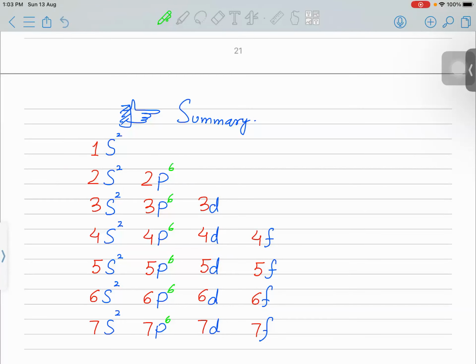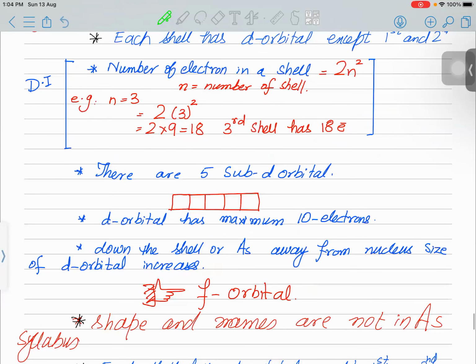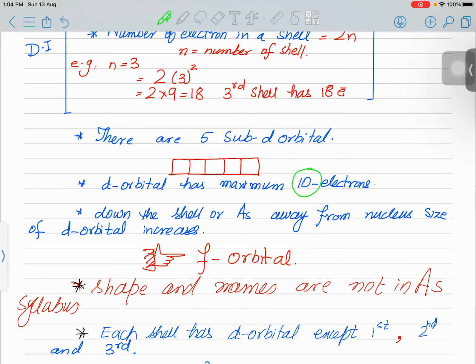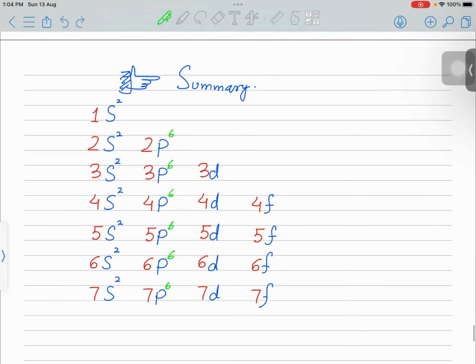Now what about the d? Can you tell me the maximum d electrons? D is the third shell, so 2n squared, 2 times 3... No, only the d orbital. Is that going to be 6 again? No, the d orbital has a maximum of 10 electrons. Here we have a maximum of 10 electrons.